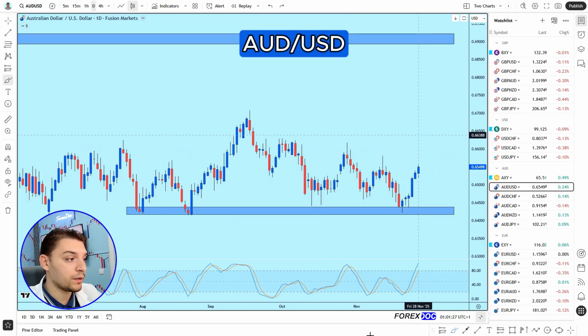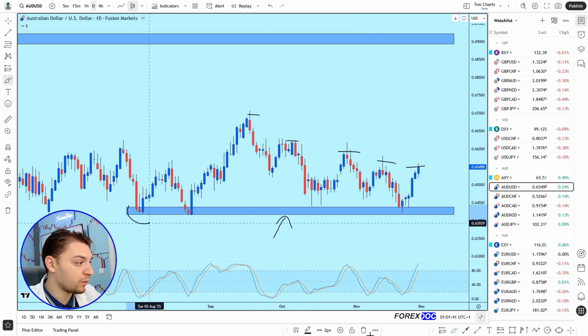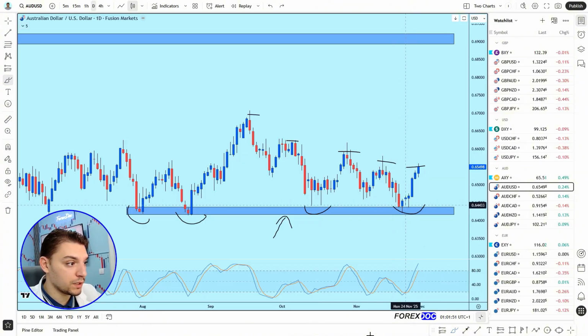So this is Australian dollar, US dollar, and what we can see here is this series of lower highs. Also, we have this support zone that price failed to break here, and also here. We can see that price formed this strong bullish reaction, but right now it is testing this previous high. So at this moment I think it's too late to buy, and actually what we can do is to form our plan to look to sell.